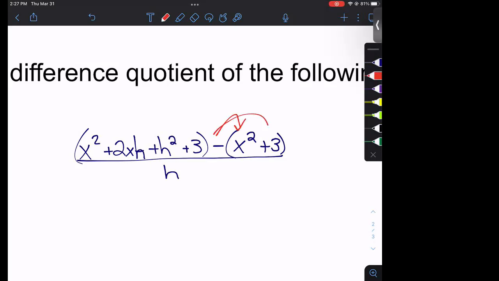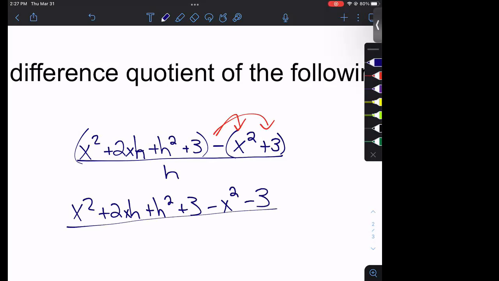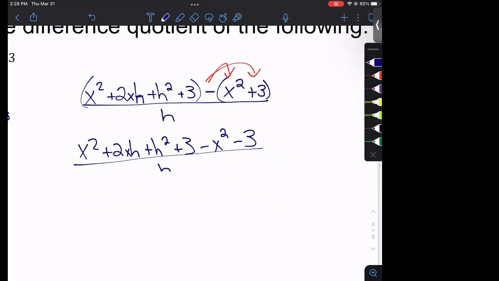Just like the last problem, we're going to start off and distribute that negative. So it's going to give us minus x squared minus 3, still all divided by h. When I go to combine like terms, I'm going to have x squared and x squared canceling. I'm going to have 3 and negative 3 canceling. So now I have 2xh plus h squared divided by h.